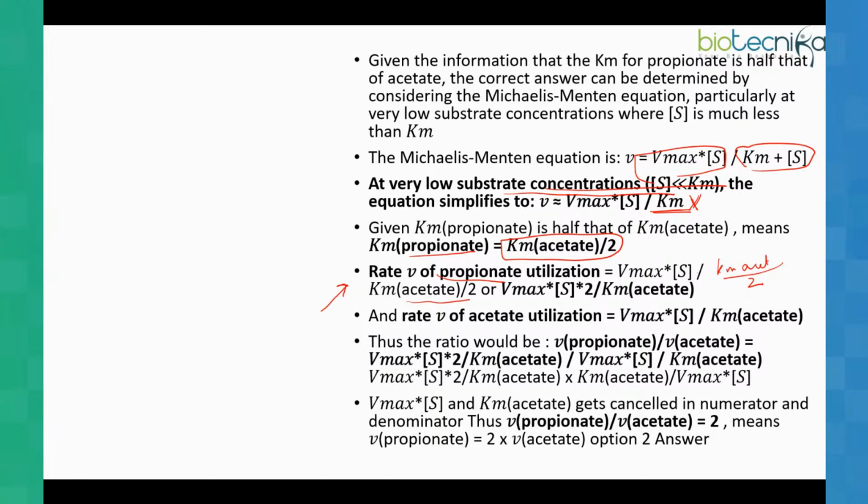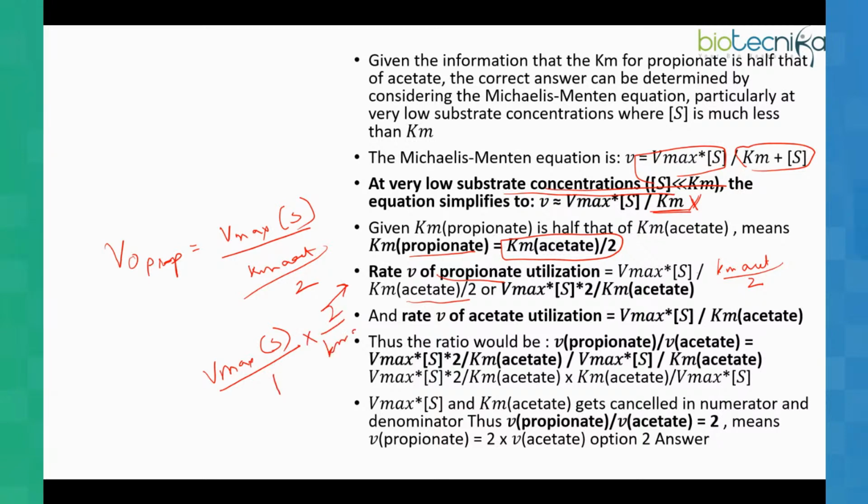So when you take this, you will take it for the proper ratio. See, when we write like this, it's not clearly visible probably, so I'll write it for you. V0 of propionate is Vmax into S divided by Km of acetate divided by 2. So this will get reversed. We will write Vmax into S into 2 into Km of acetate. So basically we will have 2 into Vmax into S divided by Km of acetate. This is what we are getting as V0 of propionate.